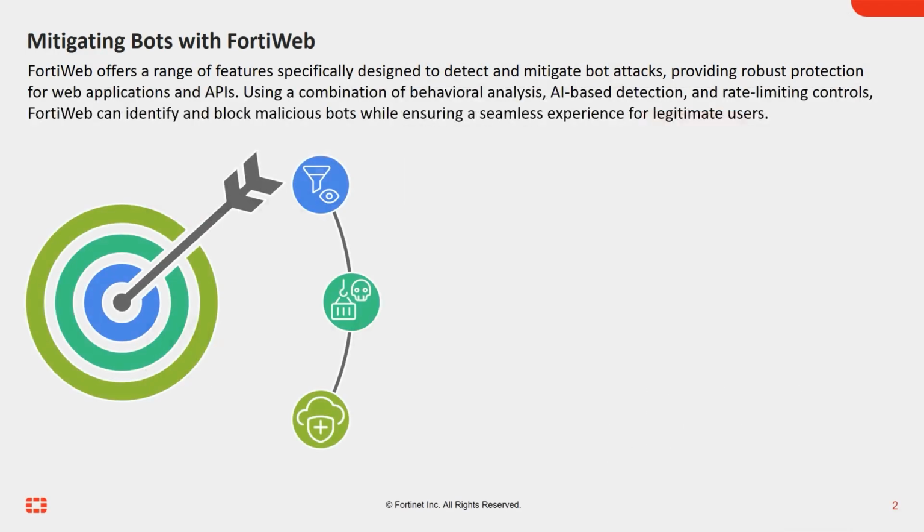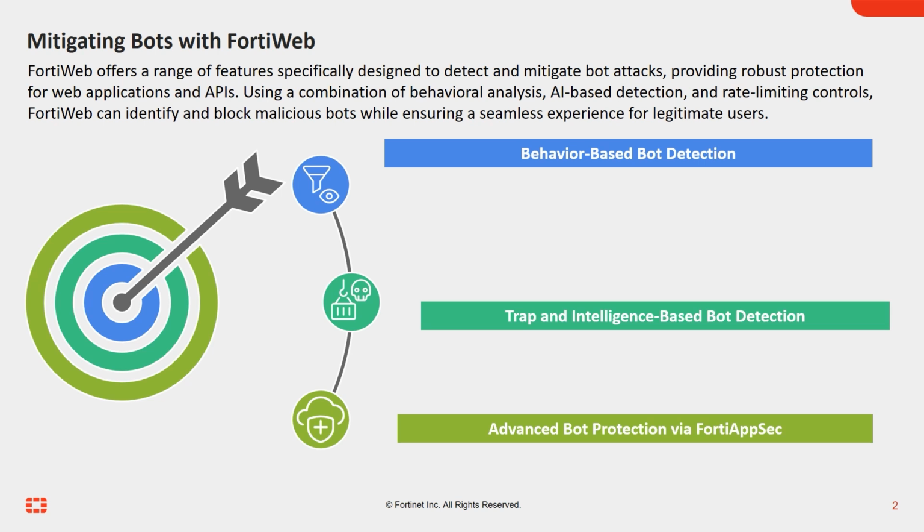FortiWeb offers a range of features specifically designed to detect and mitigate bot attacks, providing robust protection for web applications and APIs. Using a combination of behavioral analysis, AI-based detection, and rate-limiting controls, FortiWeb can identify and block malicious bots while ensuring a seamless experience for legitimate users. FortiWeb uses several smart methods to detect and stop bot attacks.